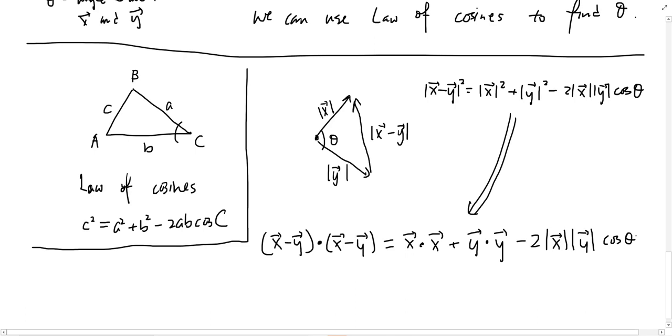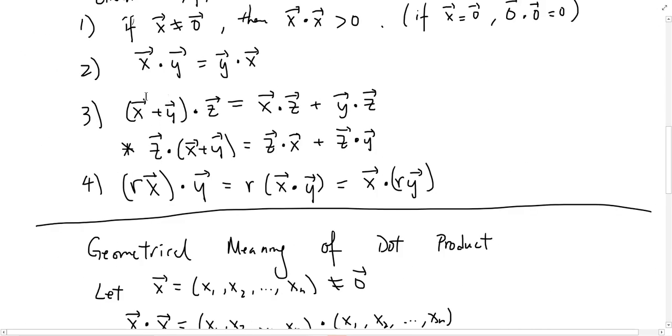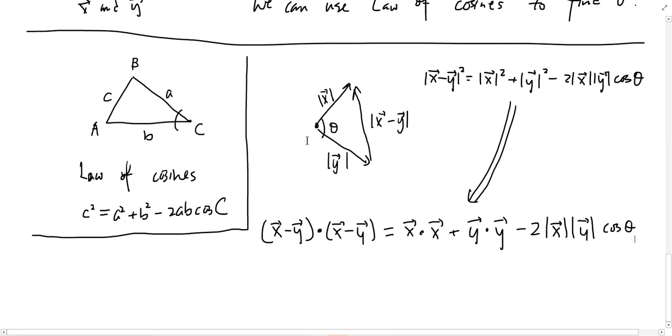So now what do I do with this? Well, now what I need to do is clean up this part right here: x minus y dot x minus y. So how do I do that? Well, you have a property that tells you what to do. If you have a sum between two vectors and then you dot product a second one, you can actually distribute. So that's what I'm going to do here.